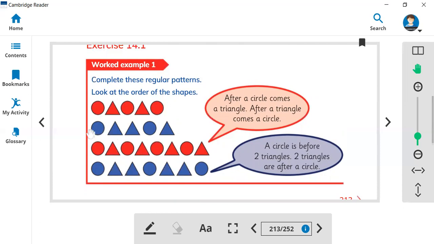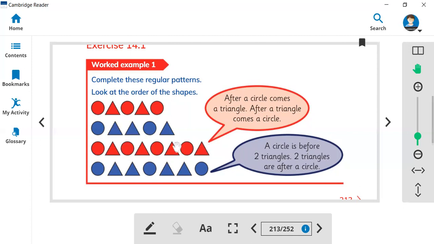Okay. So now look at this blue pattern. We got a circle, then two triangles. So what comes after the two triangles? A circle. So what comes after a circle? Why did we choose the first circle? Because there is one circle. So after the circle, what comes? Two triangles. So you must add one more triangle after a circle, because we need two triangles.